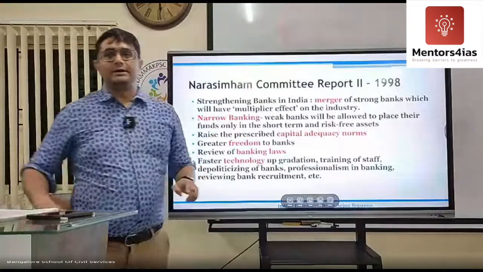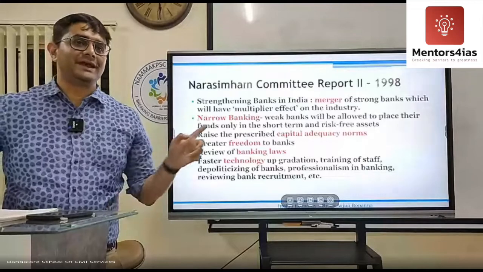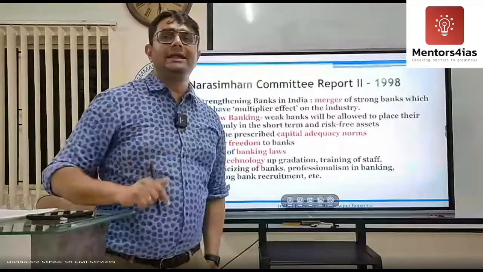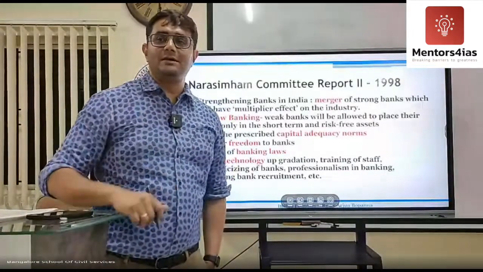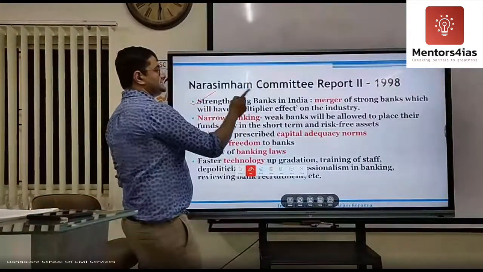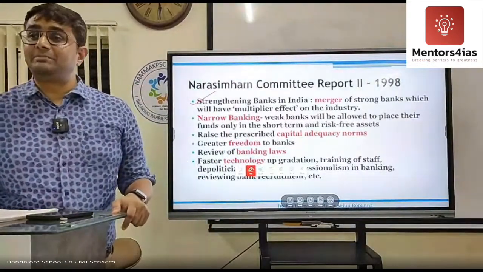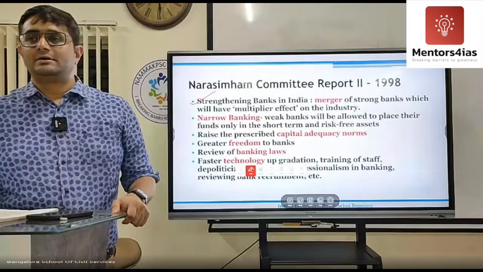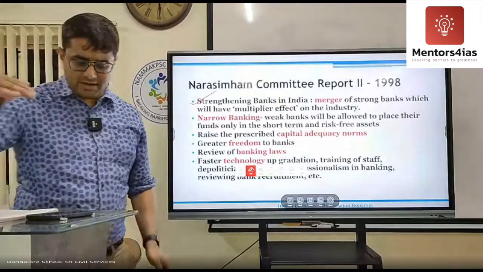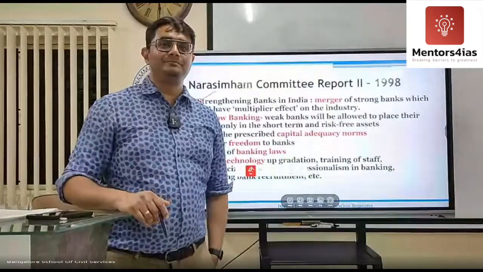Okay. Next committee recommendation. Matlab, this committee was set up to review the previous recommendation and to what extent it has been implemented and give additional advice. So it recommended strengthening the banks in India, merge strong banks with another strong bank to have a multiplier effect. Strong bank with strong bank to become a very big bank, to become competitive. That's what the government is justifying now also. Yeah, merger of banks so that it becomes a big bank.